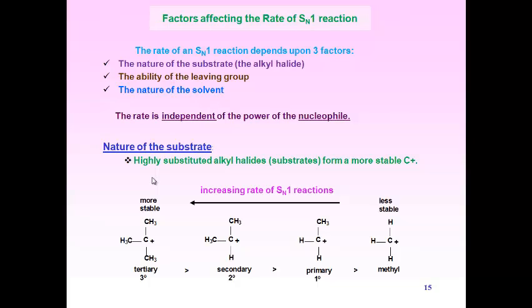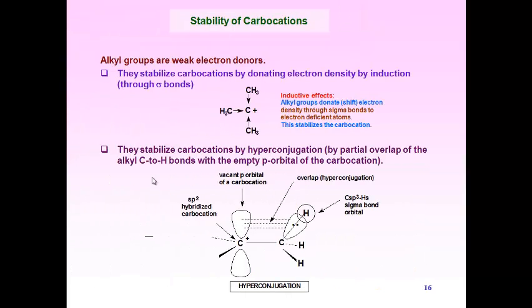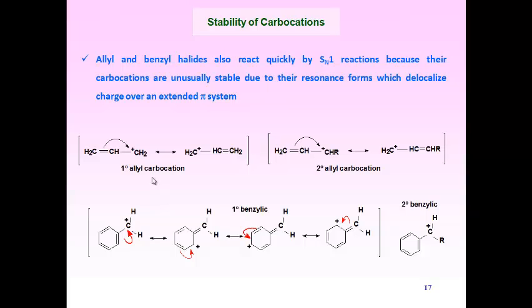Highly substituted alkyl halides form more stable carbocations. That is, tertiary alkyl halide forms a more stable carbocation than secondary alkyl halide, than primary alkyl halide, and than methyl halides. These carbocations are stabilized by hyperconjugation and the inductive effect. Allyl and benzyl halides also react quickly by SN1 reactions because their carbocations are unusually stable due to their resonance forms, which delocalize the charge over an extended pi system.